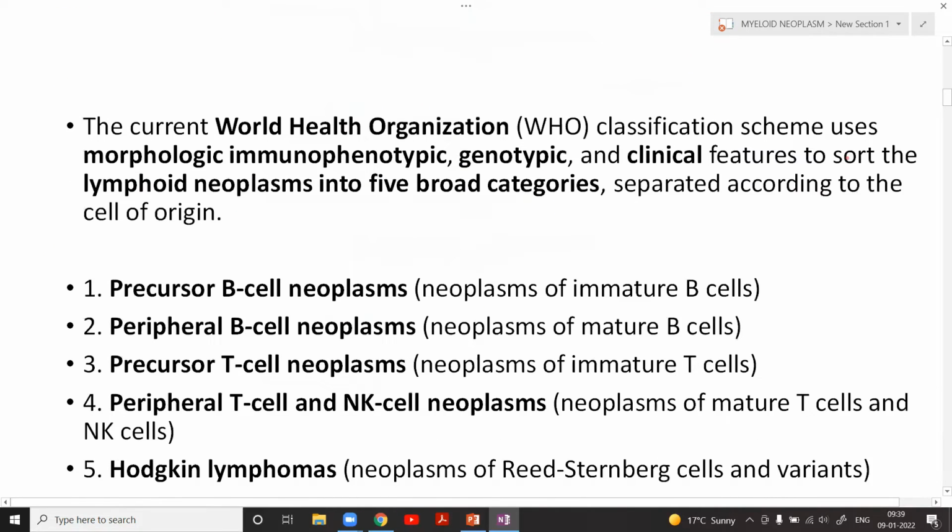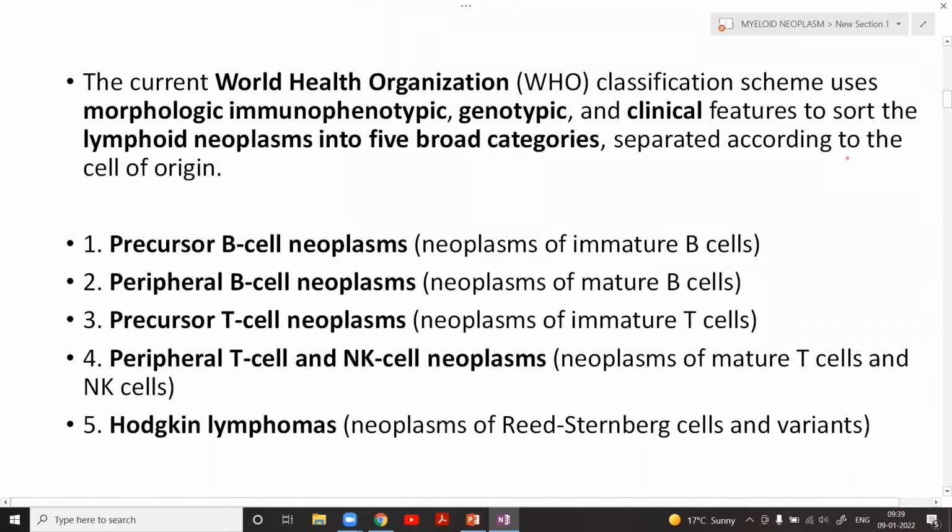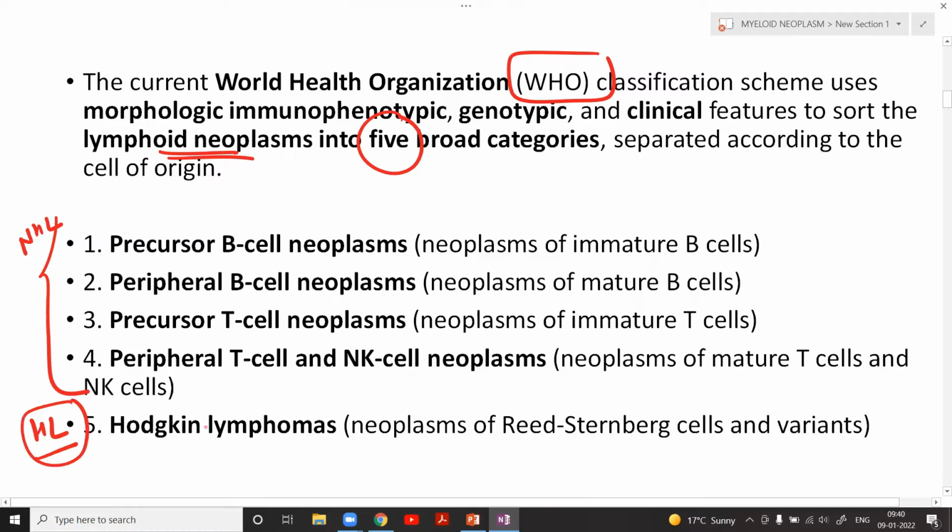Okay. So according to the current WHO classification, if we have to classify the lymphoid neoplasms, we can broadly classify them into 5 categories. The first and foremost, we separate them into NHL, non-Hodgkin's lymphoma, and Hodgkin's lymphoma. So there is one kind of lymphoma called Hodgkin's lymphoma that is at one end of the spectrum, and at the other end we have the rest of the lymphomas which come under non-Hodgkin's lymphoma. Right now we had seen that the tumor arising from the precursor B cell is called B-ALL, acute lymphoblastic leukemia lymphoma arising from the precursor B cell.